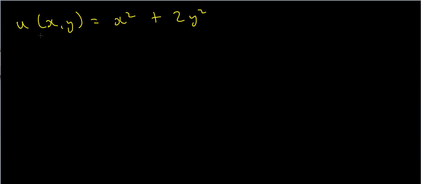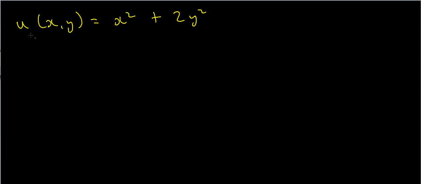So let's suppose I've got u of x,y is equal to x squared plus 2y squared. So u is a function of two variables, x and y. U depends on x and y. When we take the partial derivative with respect to one variable, so for instance du by dx, we treat the other variable as a constant, in this case y. So if I were to find the partial of u with respect to x, I would treat y as a constant. So let me show you what I mean by this.